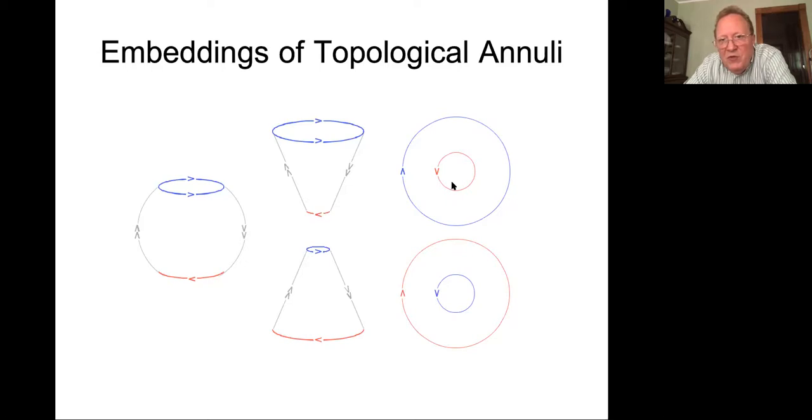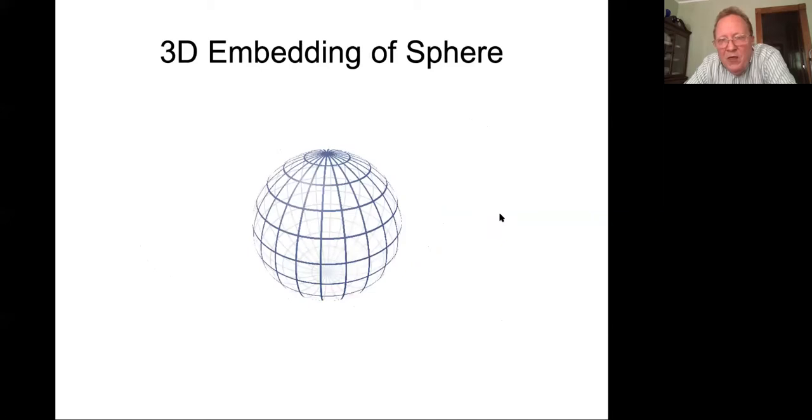So you can see how I went from the 3D embedding of the twice punctured sphere to this cone to the 2D embedding, and you can see how I've done it down here too. The convention here is that when you're moving in the direction of the arrow, the surface lies to your right. Counterclockwise is for a hole, clockwise is a solid. So this is an embedding of an annulus, and this is an embedding of a sphere in three dimensions.